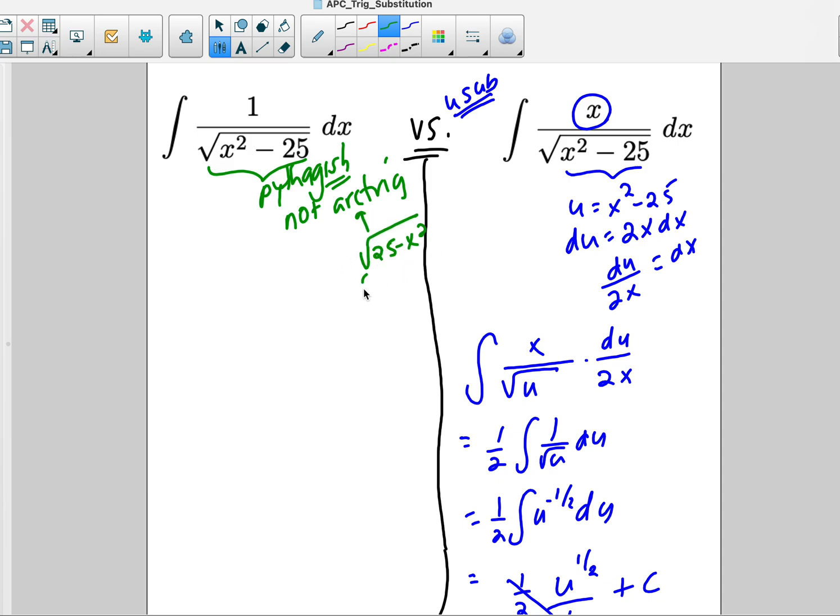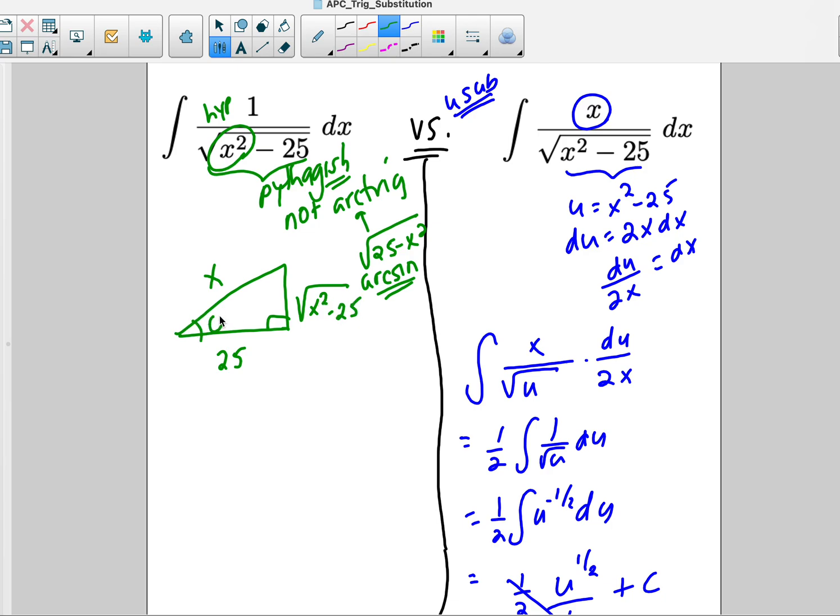This would be an arc sine, right? Like this is an arc sine formula. This is not arc sine. You can't factor a negative out of a root like that. So I say, oh, this must be trig substitution, because it's not arc trig and it's not u sub. So I realized that this must be the hypotenuse because I'm subtracting the 25 from the hypotenuse. So x is the hypotenuse, 25 is one of the sides, and that would make the other side the square root of x squared minus 25.